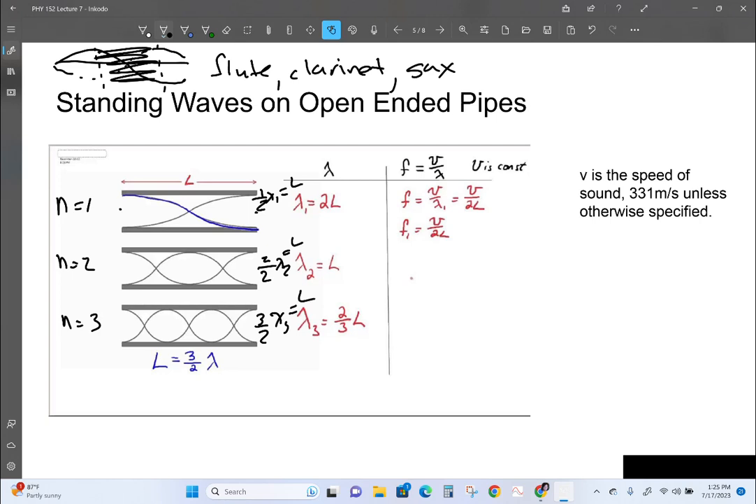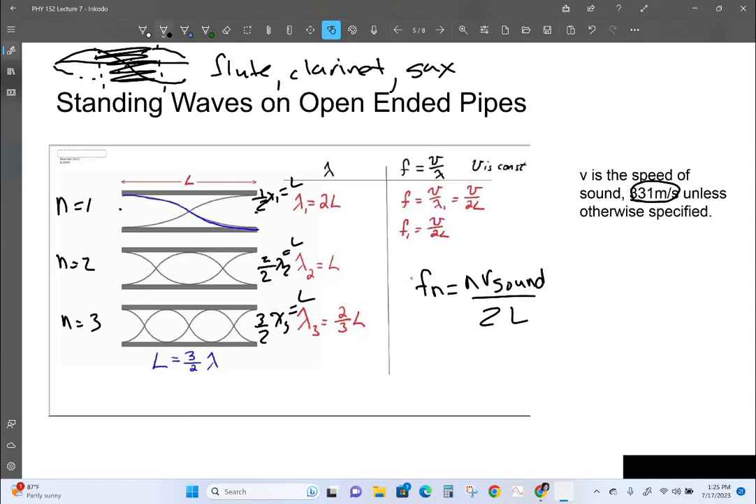So what I'm saying is that the trend is the same. And so what you're going to find is that to find the frequency that can form in this of any harmonic, it's going to be nv of sound all over 2 times the length of the air column. And you're going to use 331 meters per second unless I give you something different to use for the sound.